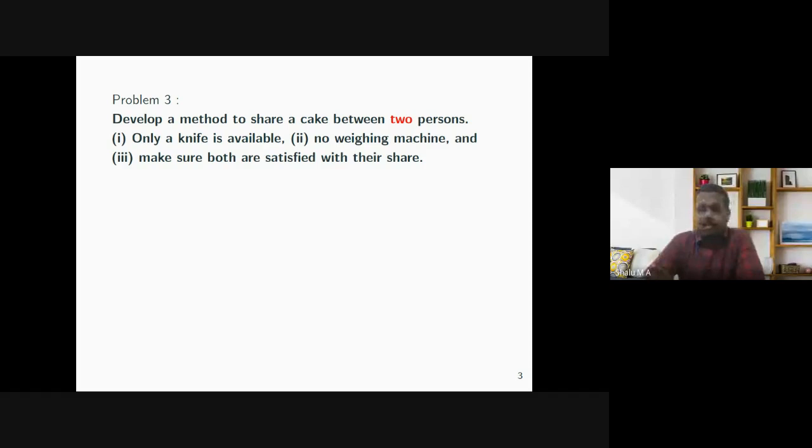So what are the assumptions? We assume that a knife is available. Only a knife is in hand. No weighing machine. We cannot lift and weigh it. There are no other arrangements for that. Make sure both are satisfied with the action.